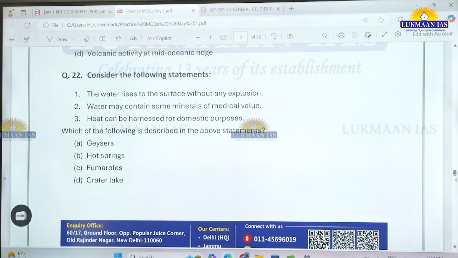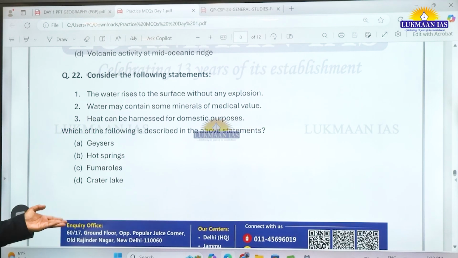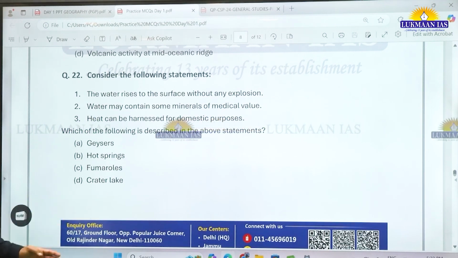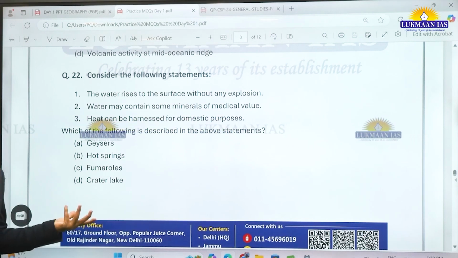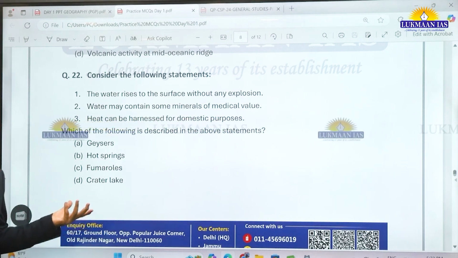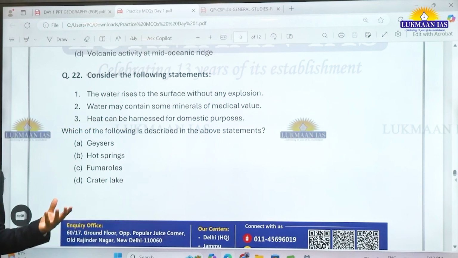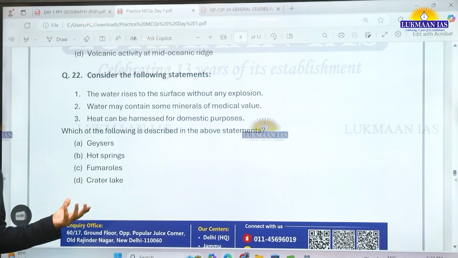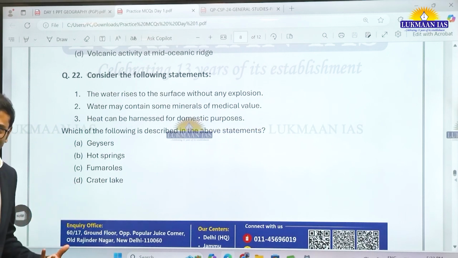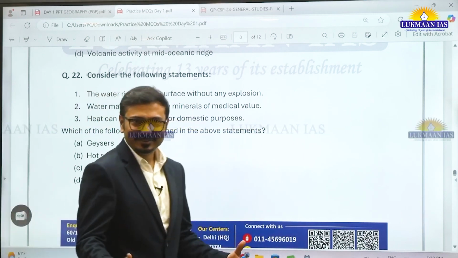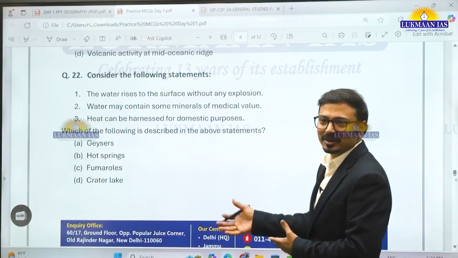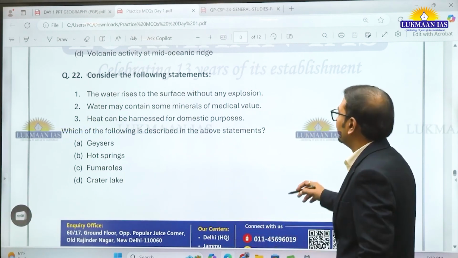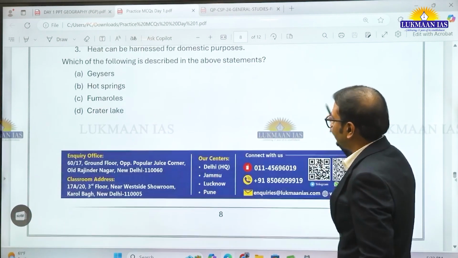Water rises without any explosion. Water may contain some minerals of medical value. What is this? Yes, it happens in hot springs, right? That's why we have temples wherever there is a hot spring in India. And then we say that there are magical healing values there. We say it is God's work, but it already has dissolved minerals, right? So we can say hot springs.